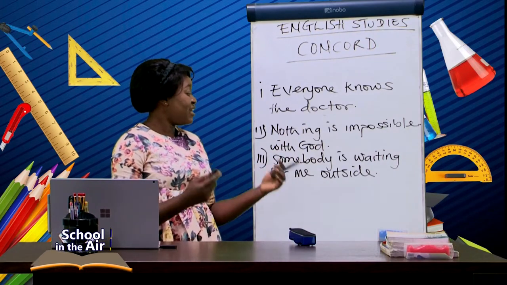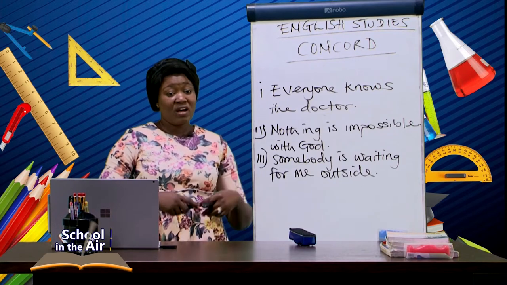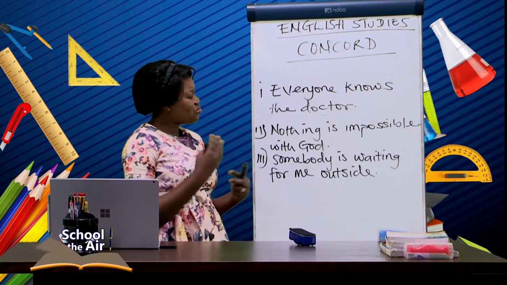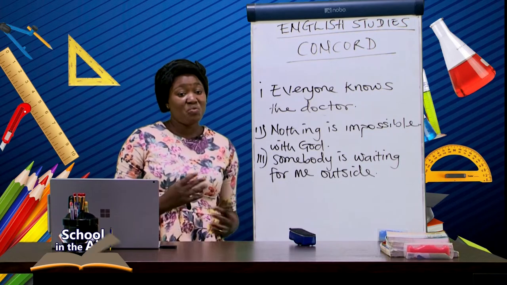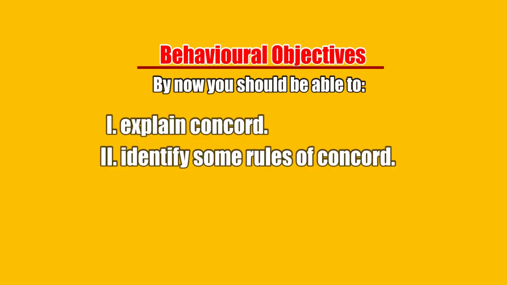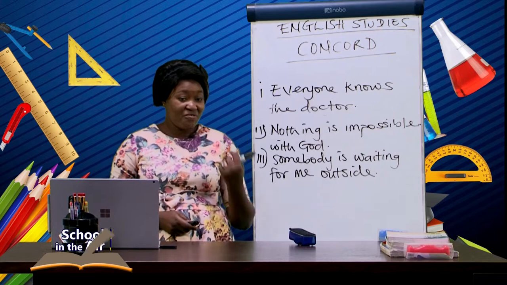We have nothing, anybody, somebody, everyone, and so on and so forth. You can use all these words to also construct more sentences at home. I'm sure by now you should be able to explain concord. You should be able to identify some of the rules of concord, and of course apply the rules learned correctly. And remember, I also told you that the word of God confirms concord.